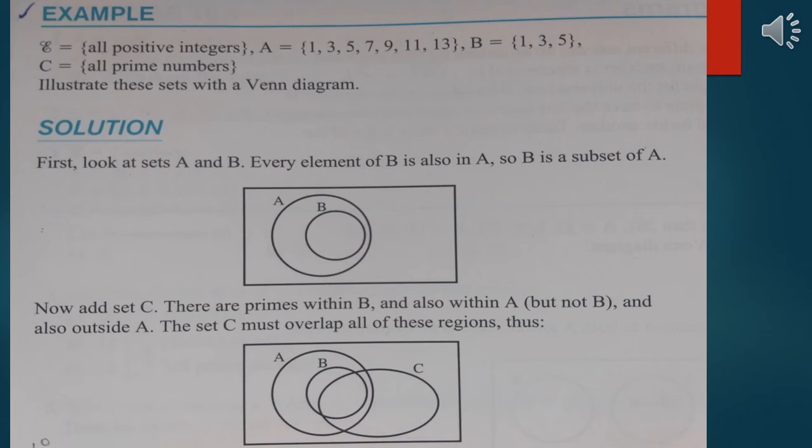Therefore, B and C will cross each other as shown below. The set C must overlap all of these regions. Thus, the diagram is very clear for you. B is a subset of A, and part of C is a subset of B as well as A.